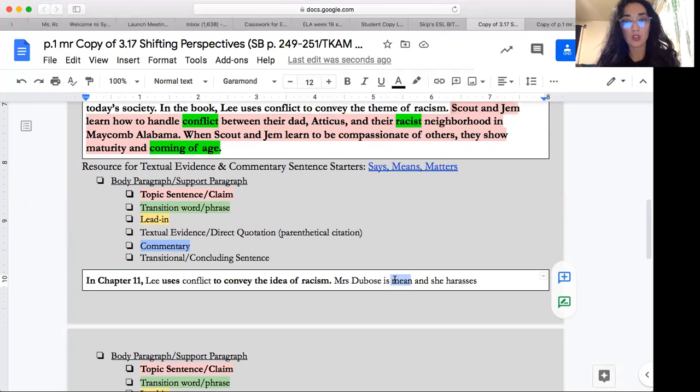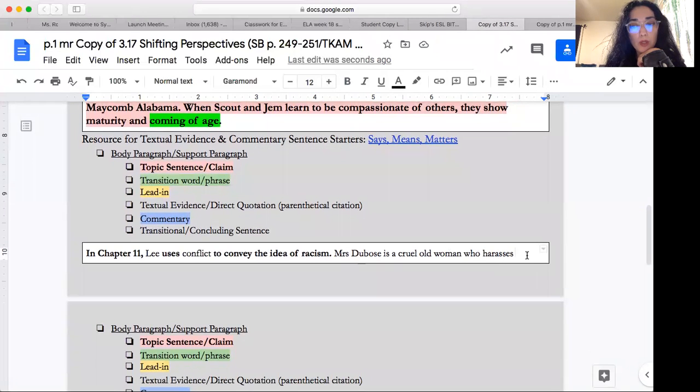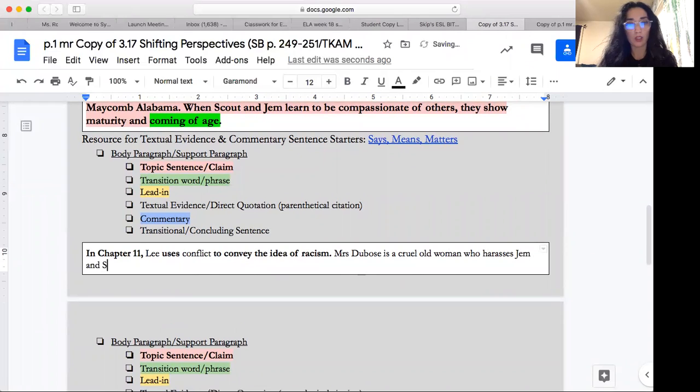I think cruel sounds a little bit more academic. So I could say Mrs. DeBow is a cruel old woman who harasses... Okay, so Lee uses conflict to convey the idea of racism. Mrs. DeBow is a cruel old woman who harasses Jem and Scout every day on their way to town.